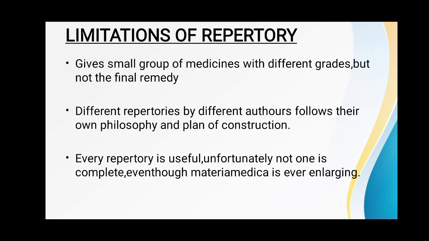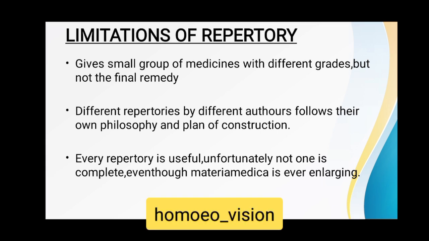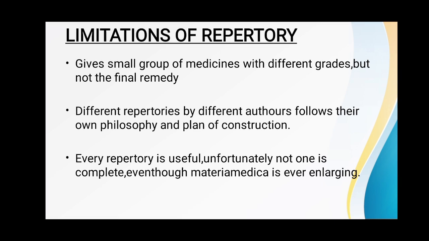Different repertories by different authors follow their own philosophy and plan of construction. This is also one of the limitations of Repertory. Many authors who have authored a Repertory follow their own philosophy. For example, Kent follows generals to particulars, which is a different philosophy. Like that, many authors follow their own philosophy.